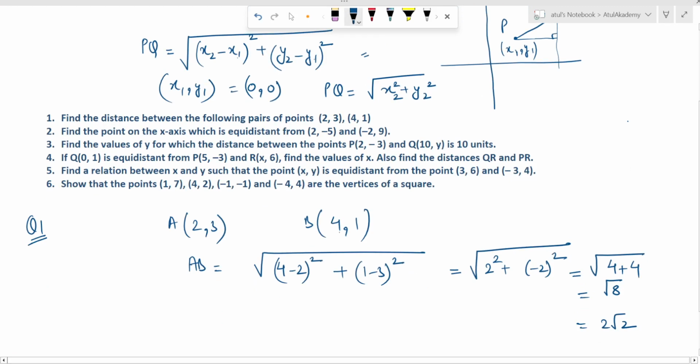Clear, students? Keep solving with me. Don't just look when someone is solving. You need to solve it along with the person, because only then do you understand. Let's move to question number 2.